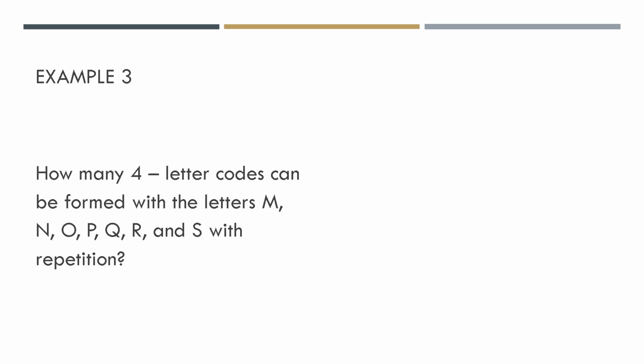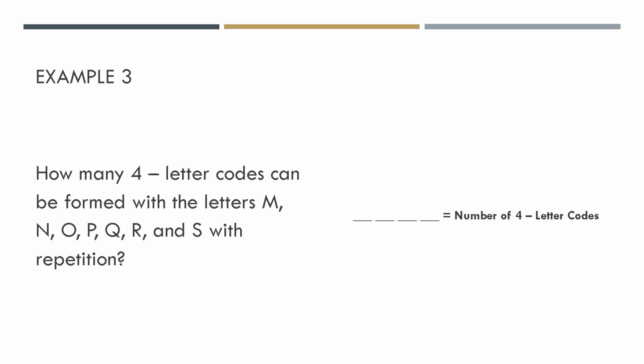Let's have this example. How many four-letter codes can be formed with the letters M, N, O, P, Q, R, and S with repetition? It means that you can repeat the letters in the code. So technically, you need four blanks to get the number of four-letter codes. Let's count the number of letters: 1, 2, 3, 4, 5, 6, 7. So we have 7 letters.